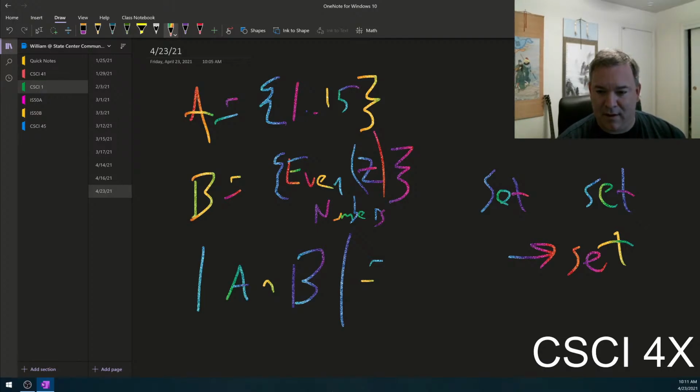So how many numbers are in A intersect B? How many numbers are both in A and in B? Another way of putting that is how many even numbers are there between 1 and 15? 2, 4, 6, 8, 10, 12, 14. 7. And one person got that one right. Okay. How big is the union of A and B?